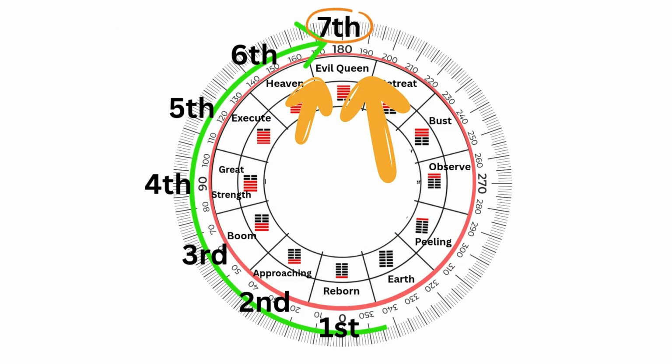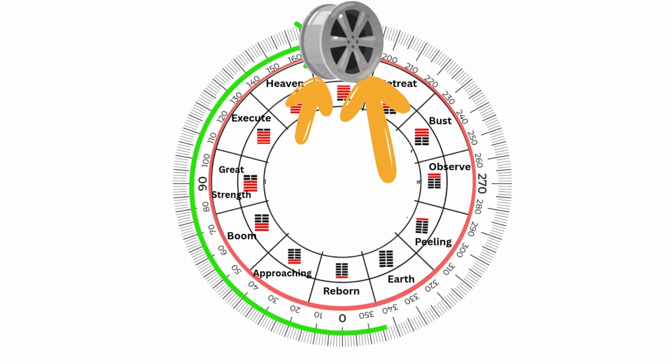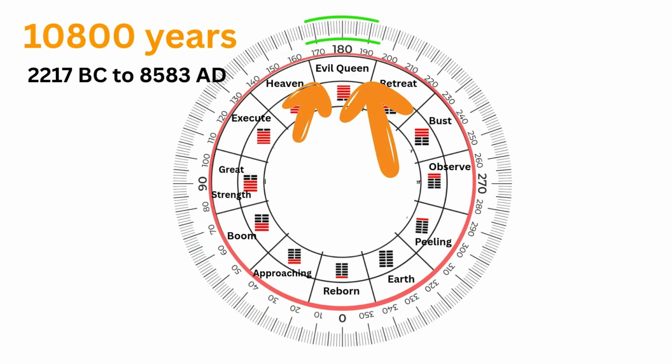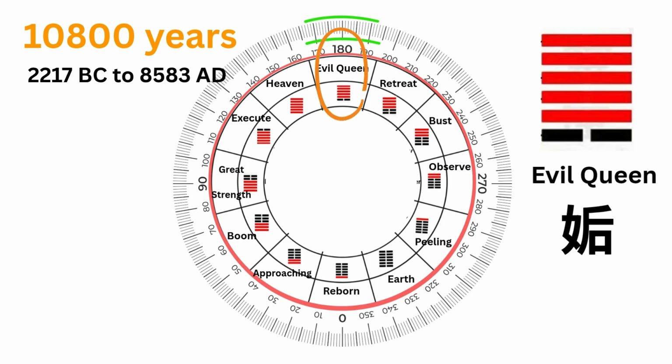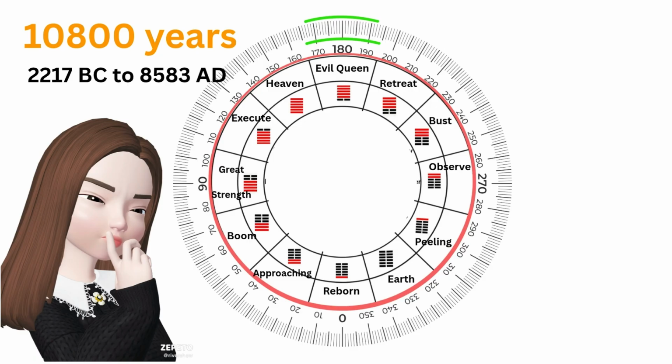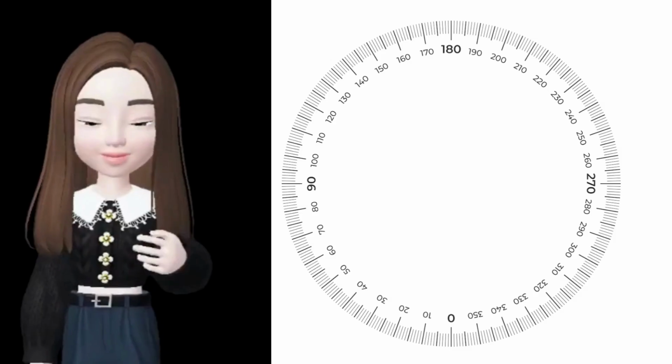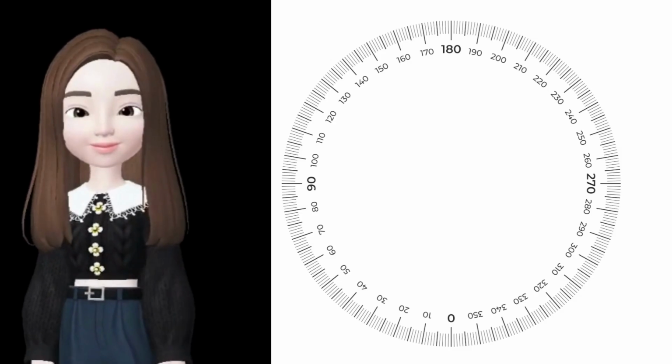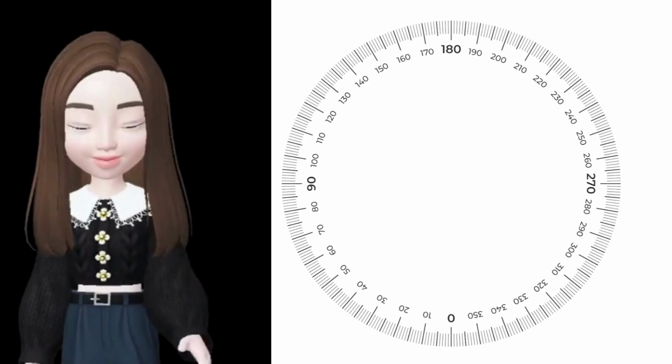The 7th wheel. This silver wheel spanning 10,800 years, from 2217 BC to 8583 AD. Since this silver wheel is corresponding to hexagram Evil Queen, this era is termed the Silver Wheel of the Evil Queen. For human beings, a 10,800-year era feels incredibly long. Can it be broken down into shorter periods? Of course, this is exactly what this 360-degree circle is made for.